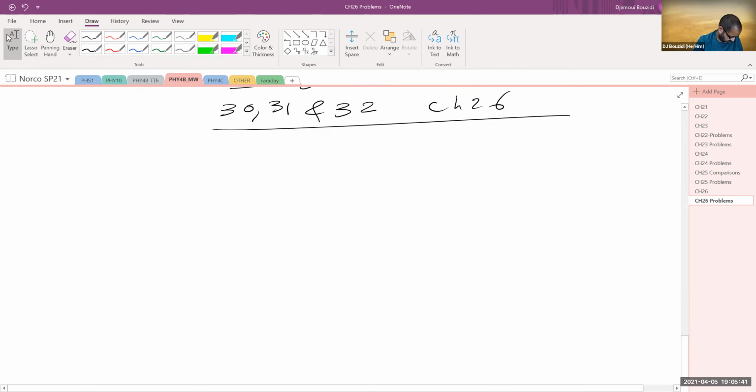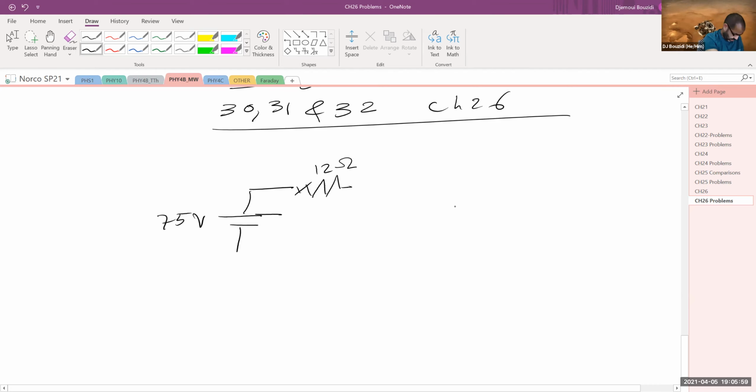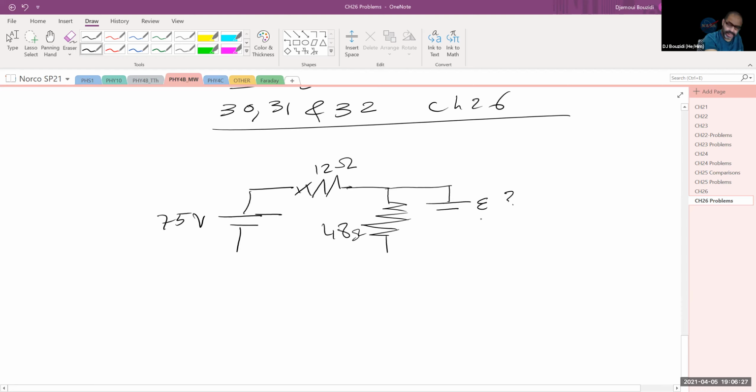So the first problem basically has the following scenario. It gives you an EMF, a battery of 75 volts, okay? And then connected to a resistor of 12 ohms. And then there is a junction where you have a resistor in here of 48 ohms. And then in the junction, the other branch of the junction is connected to a battery with an EMF that is not known. Okay. And a 15 ohm resistor.